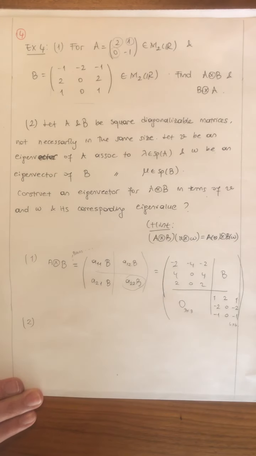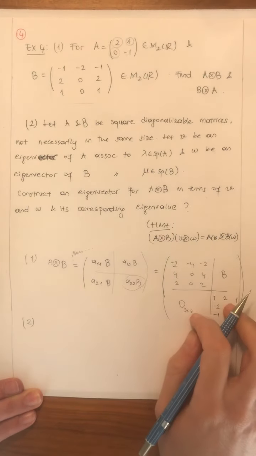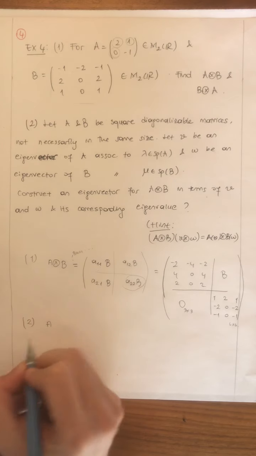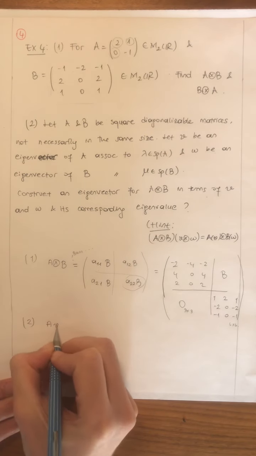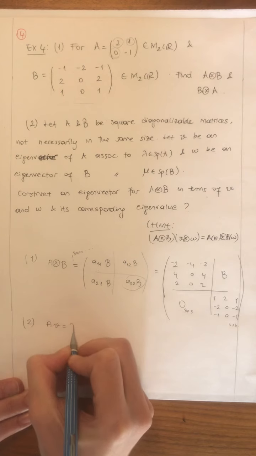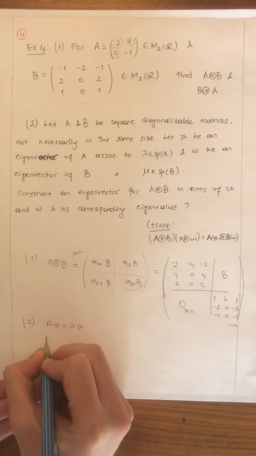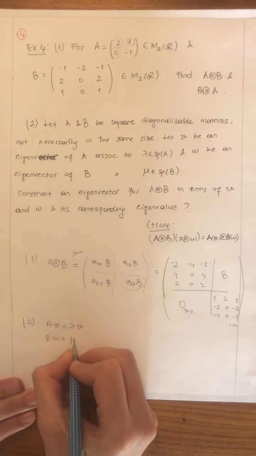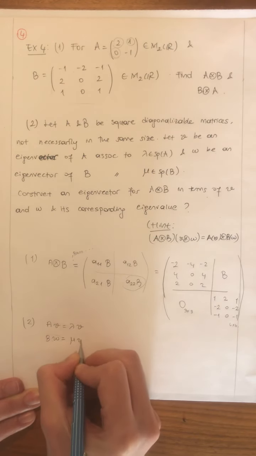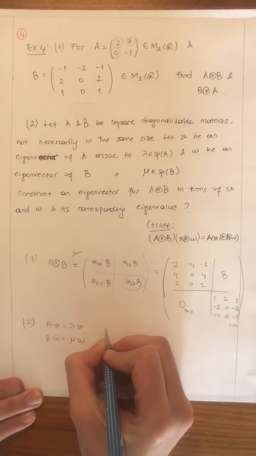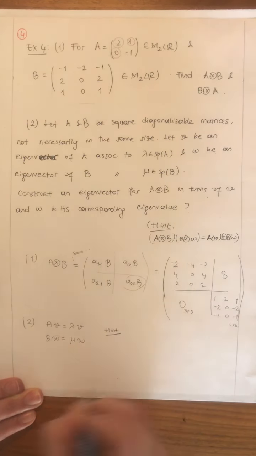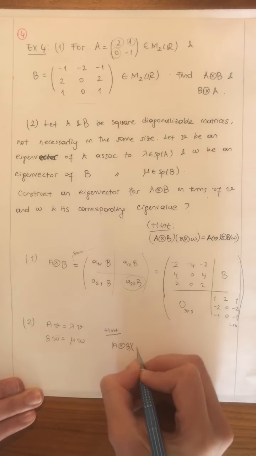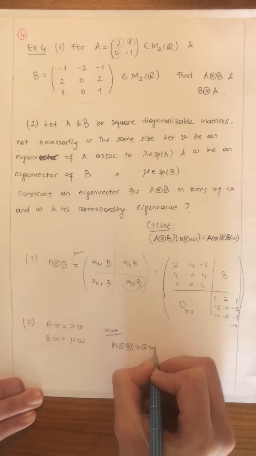And for the last point, we have 2 diagonalizable matrices, and we know that A has eigenvector V with the eigenvalue lambda. Similarly, B has eigenvector W associated with the eigenvalue mu, and we only use the hint. And in the future, please think about why we have this.